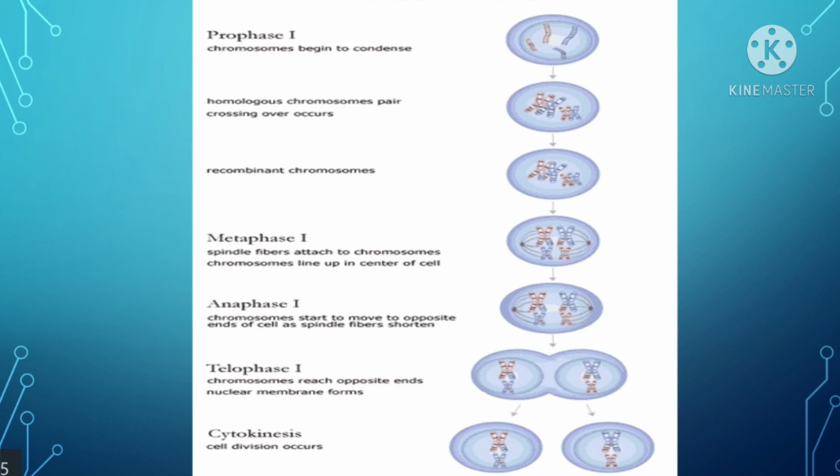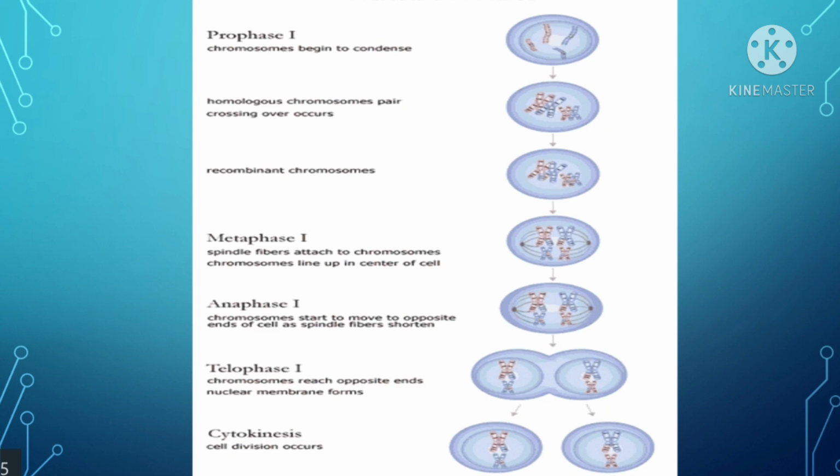Prophase 1: chromosomes begin to condense. Then, homologous chromosomes pair, and crossing over occurs, producing recombinant chromosomes. In metaphase 1, spindle fibers attach to chromosomes and the chromosomes line up in the center of the cell.